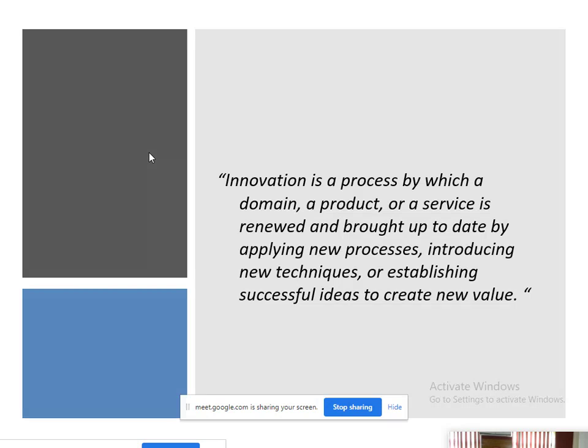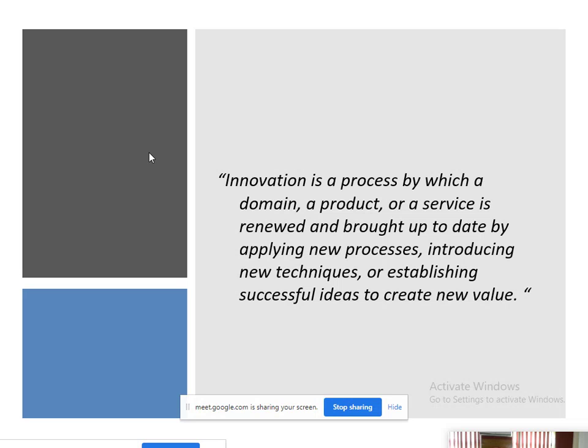Innovation is a process by which a domain, a product, or a service is renewed and brought up to date by applying new processes, introducing new techniques, or establishing successful ideas to create new value. That means, suppose we already have a product and we want to add some new things to that product. That new thing is called innovation. Nowadays we can see all applications are upgrading; they just add some new features to the previous application.